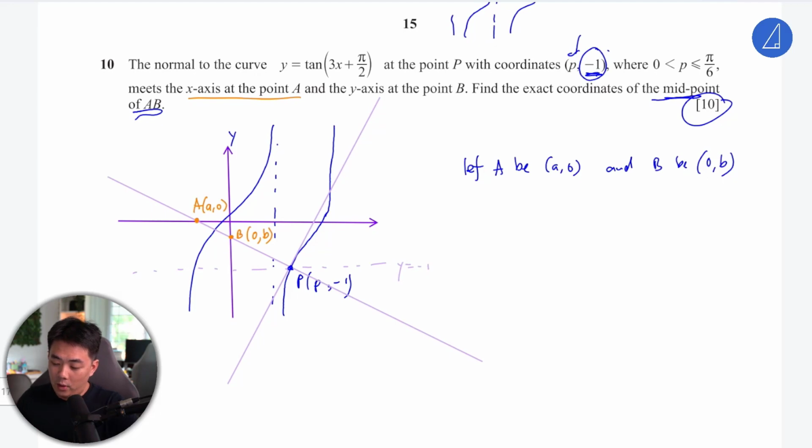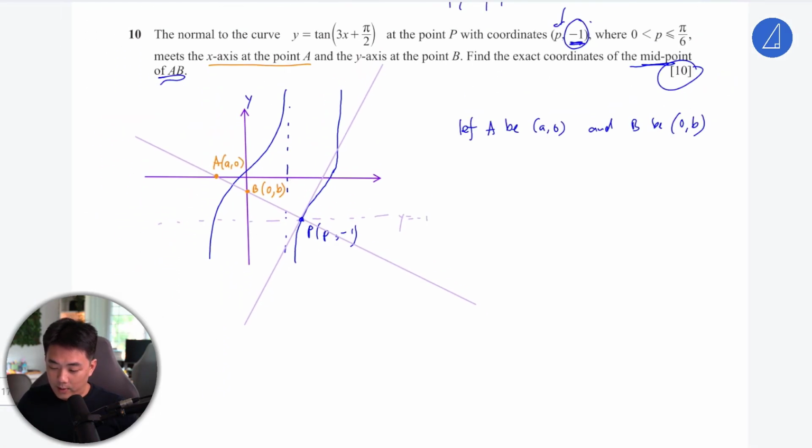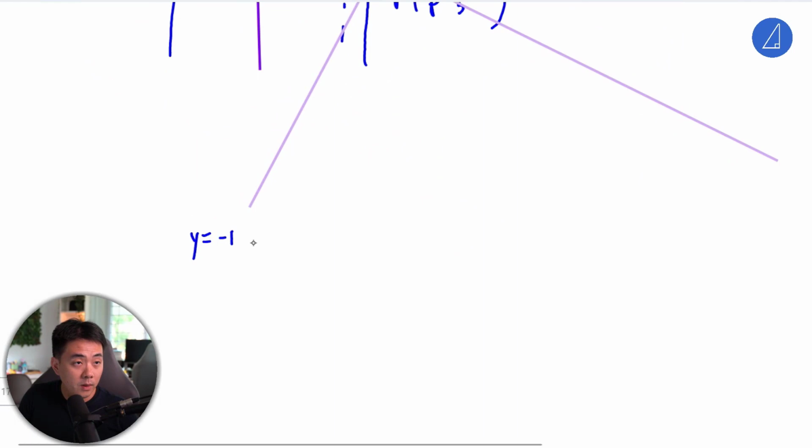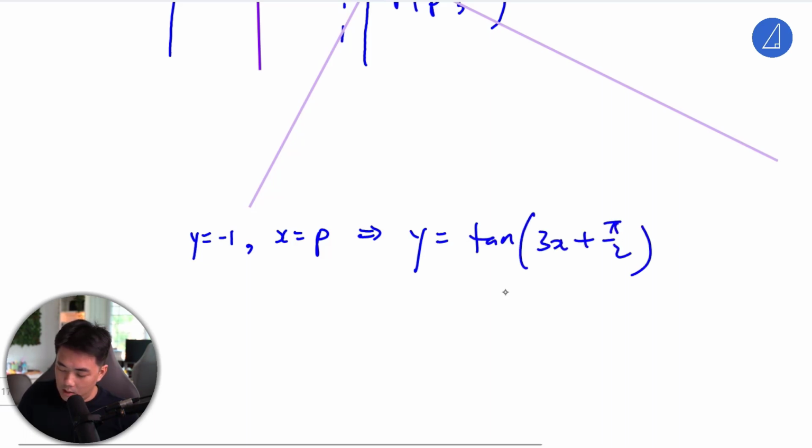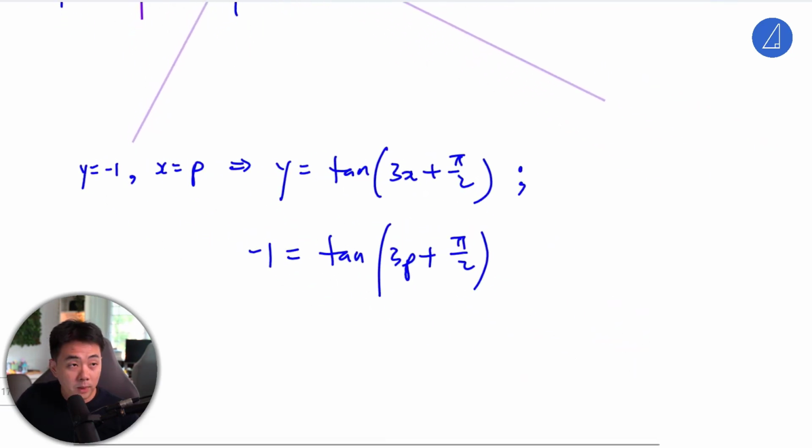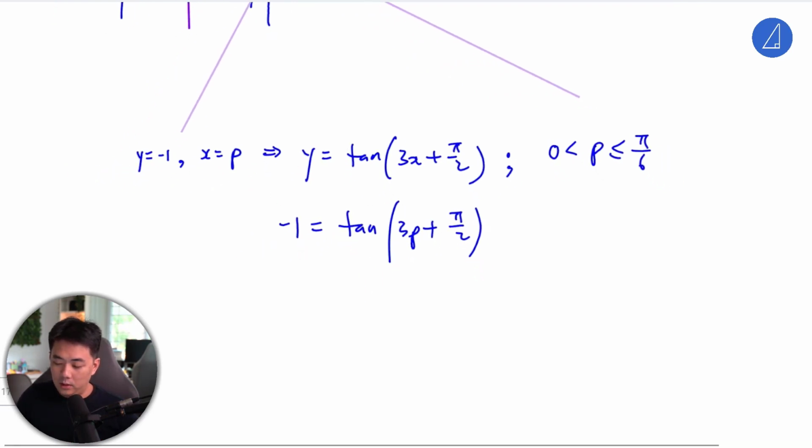So for when y equals -1, we start off with y equals -1 and x equals p. Substitute into y equals tangent of 3x plus pi over 2. We know that this will be -1 equals tangent of 3p plus pi over 2. Then, because the range of p is given by 0 to pi over 6, what we can do is just multiply by 3 first.